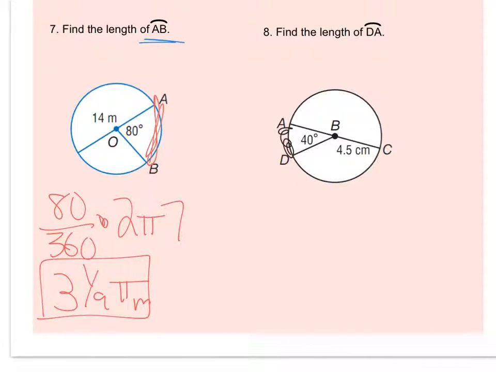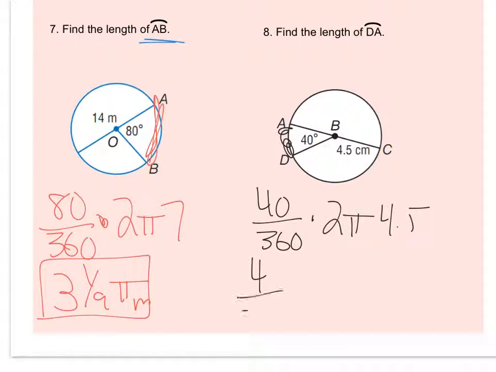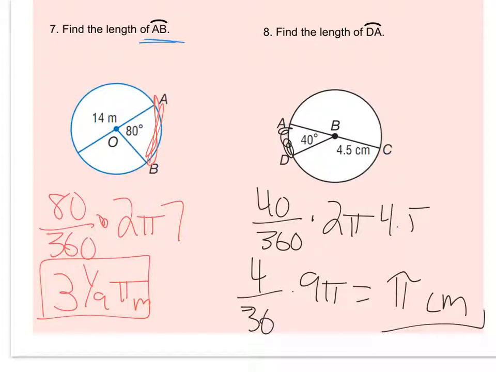Here, DA, so that's going to be 40 out of 360 times 2 pi times 4.5. So this is going to be 4 out of 36 times 9 pi. So after all that noise, I end up getting just pi for my answer. So that's going to be pi centimeters.